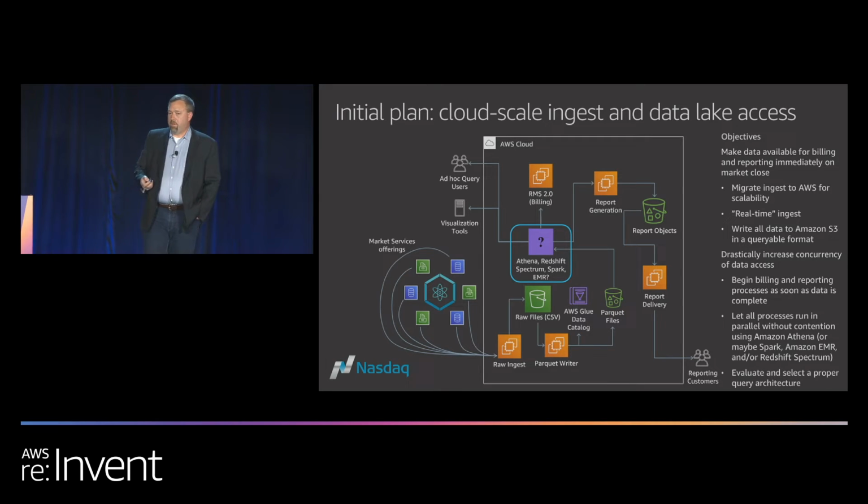Second, we knew that we would have to do some proof of concept work around what sort of query architecture we would use to query the data in those Parquet files in S3. We thought maybe it would be Athena, maybe it would be Redshift Spectrum, maybe it would be something completely different.